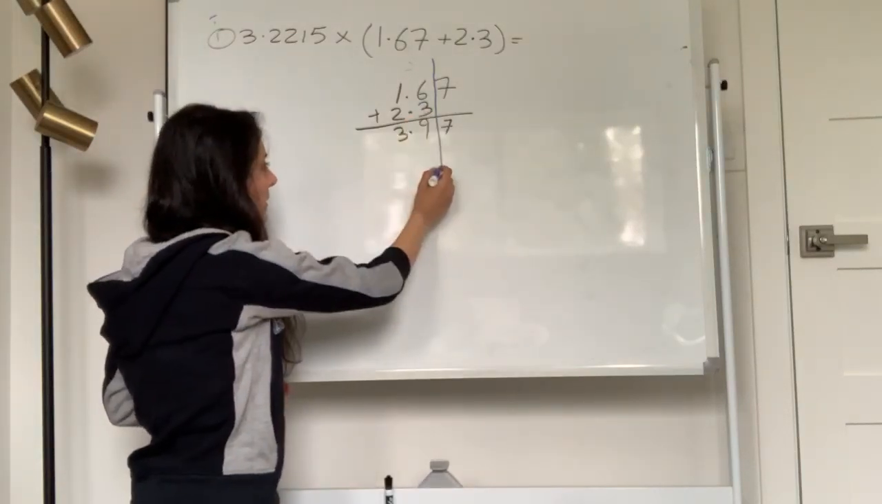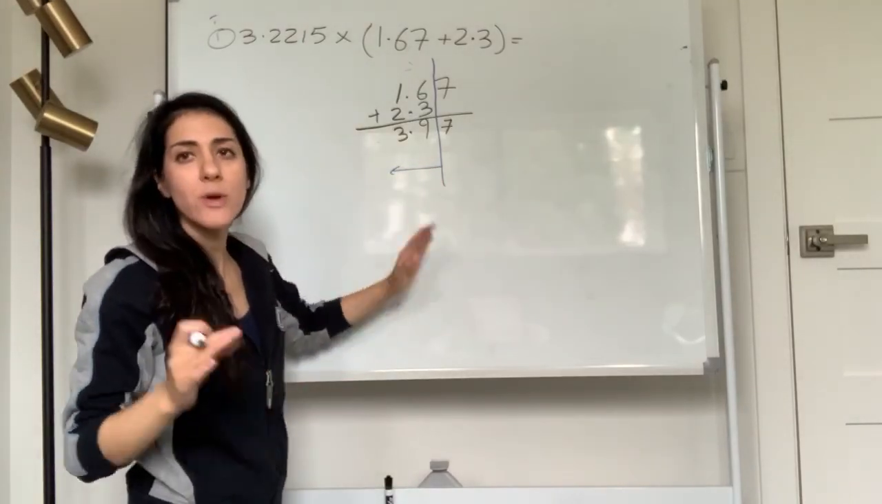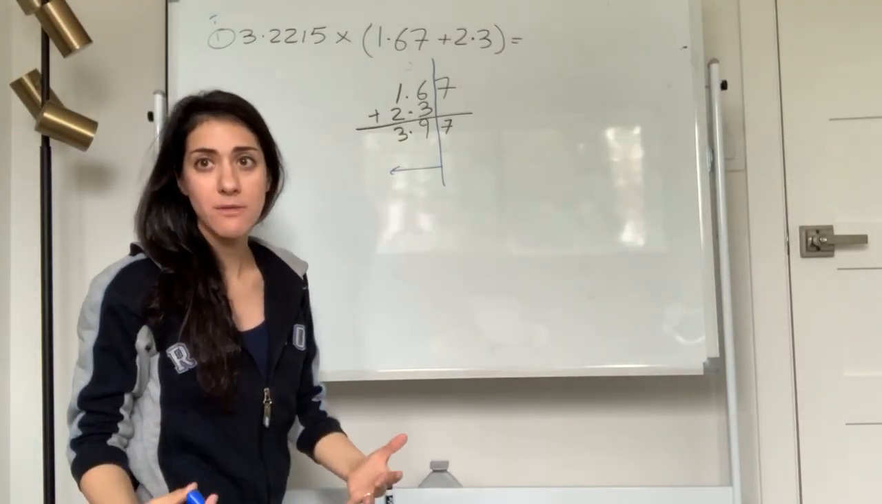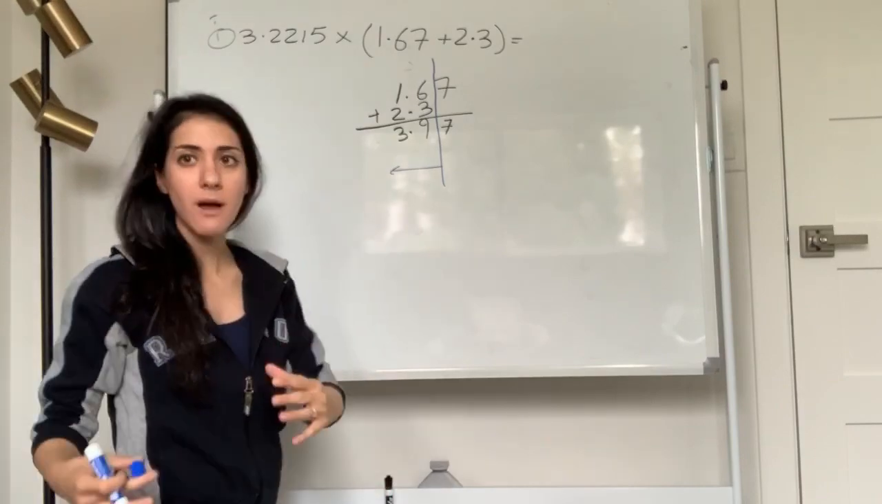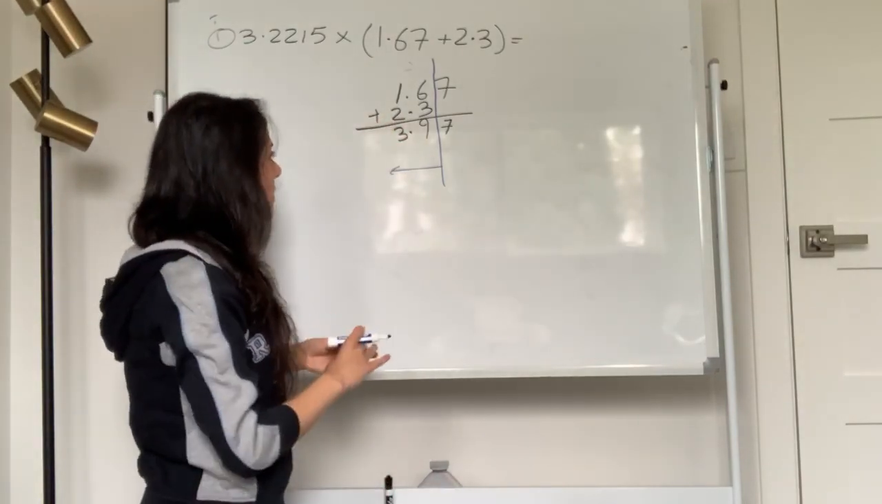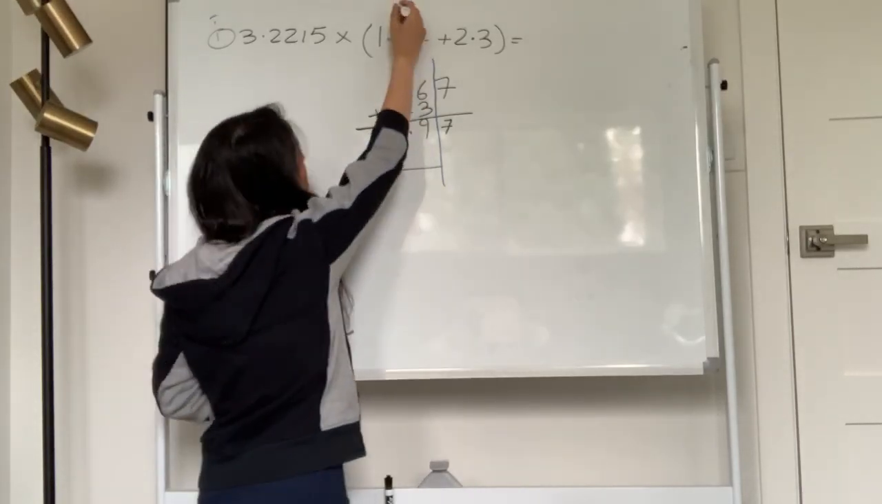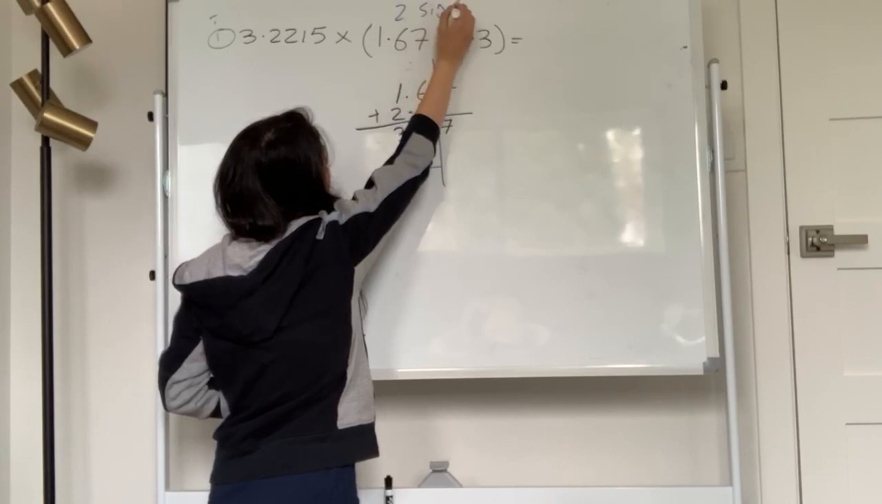So I have this line. The numbers behind this line are going to determine my significant figures. So based on this, how many sig figs do I have? I have 2 sig figs.